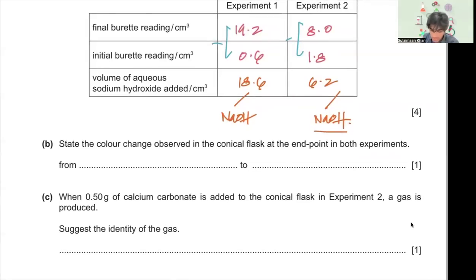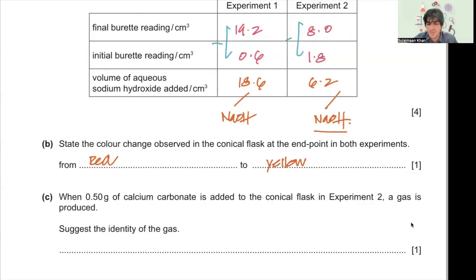State the color change observed in the conical flask at the end points in both experiments. In both experiments, what is it going to be? You started off with red and you went to yellow. You could also write orange, but better is yellow. That's me speaking from professional judgment.